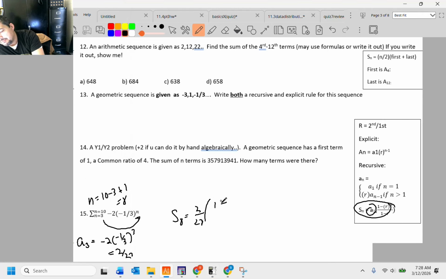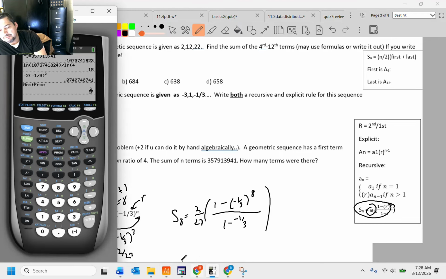Let's see, we have 1 minus the ratio. This is R. R is the guy with the exponent. We need that set of parentheses there. This is being raised to the 8th. And that's sitting pretty over 1 minus a -1/3. And then we just push buttons on a calculator.